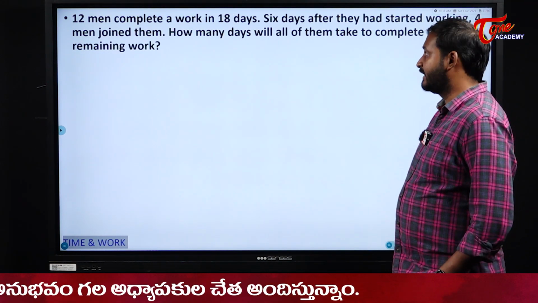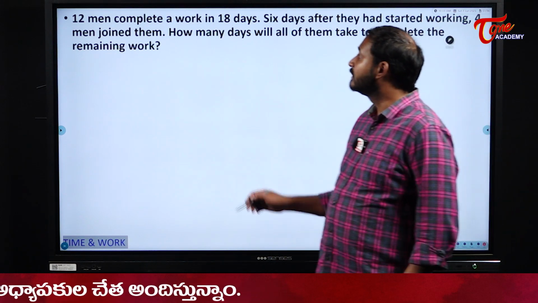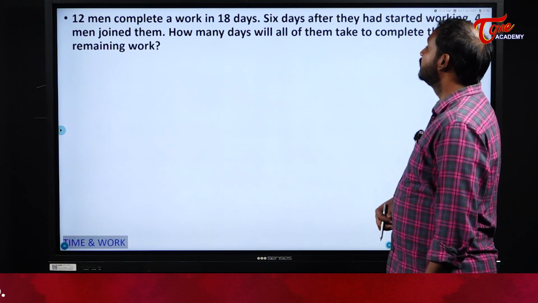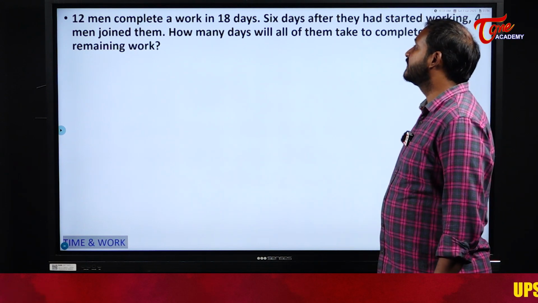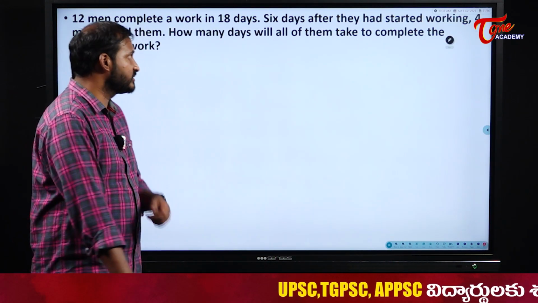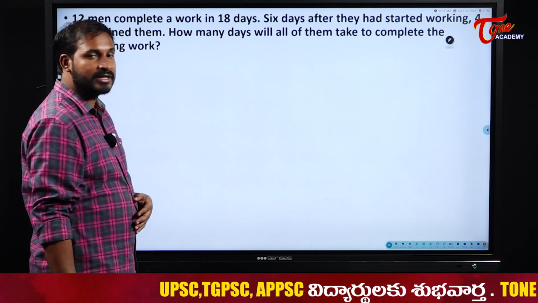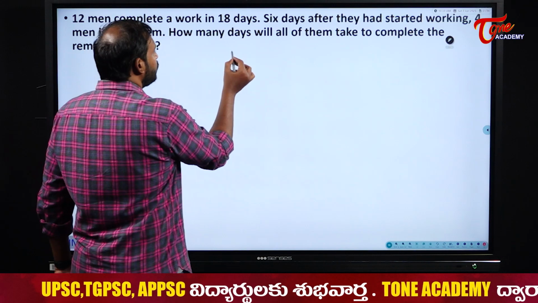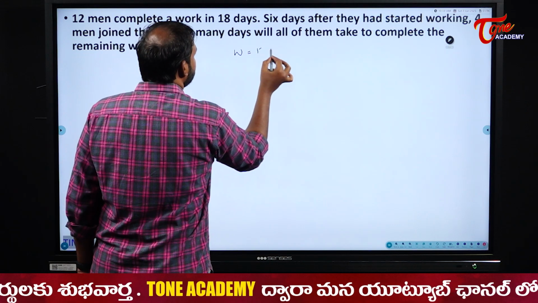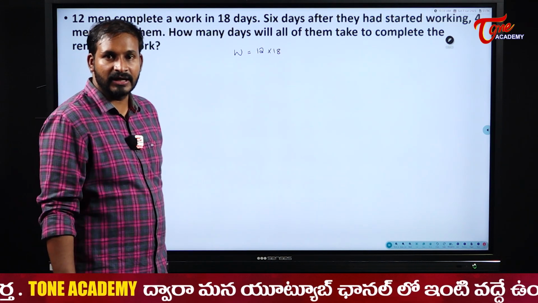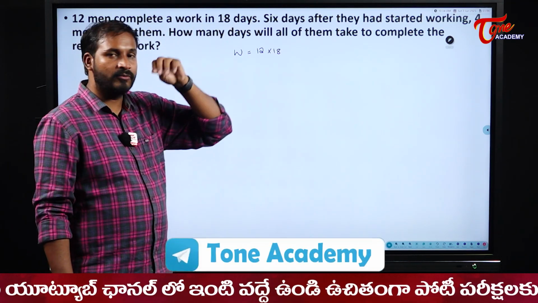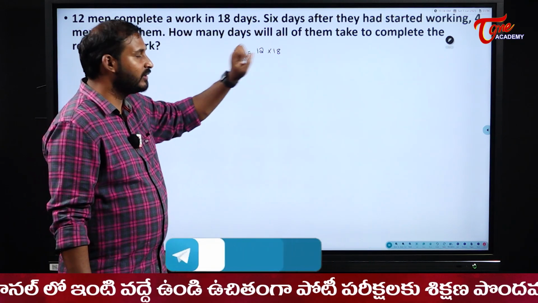12 men complete a work in 18 days. Okay, 12 men, if they work for 18 days, the work will be finished. Okay, 6 days after they had started working, 4 men joined them. How many days will all of them take to complete the remaining work? Okay, now see here students, actually 12 men can complete the work in how many days? 18 days, right? So, what is the work here? 12 into 18. Why? Because 12 men can complete the work in 18 days. Or else the total work you can take this one.